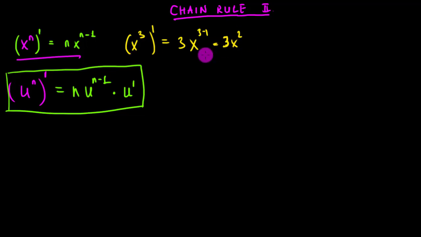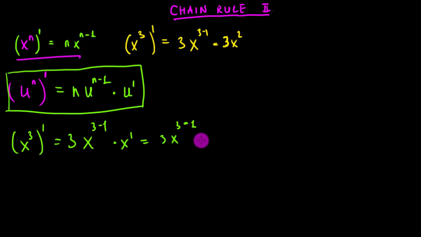Let's look at this function if we are using this formula. So x to the power of 3. 3 goes here, x to the power of 3 minus 1, which is 2, and then you have to find the derivative of x itself. So 3x to the power of 2, and then the derivative of x, we know, is 1 times x to the power of 0, which is just 1. So it is just 1, so nothing changes.